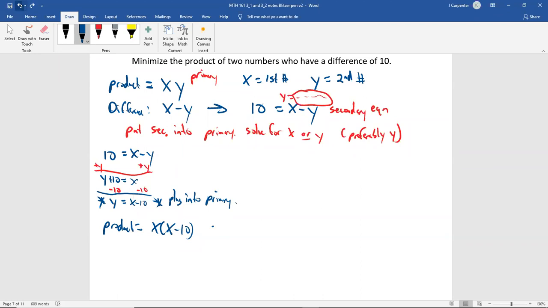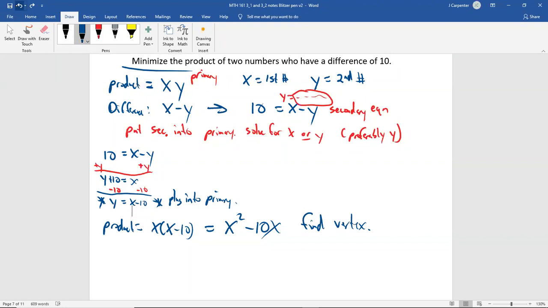Well, we can distribute this. This is x squared minus 10x, because being factored doesn't do anything for us when we're just trying to find the vertex. So now we find the vertex. Why do we find the vertex? Because we're trying to find a max or a min. Maxes or mins occur at vertices of quadratics. This only has an x squared, which means it's quadratic. If it had an x cubed, this would not be the way we would handle things. It would be much more complicated.